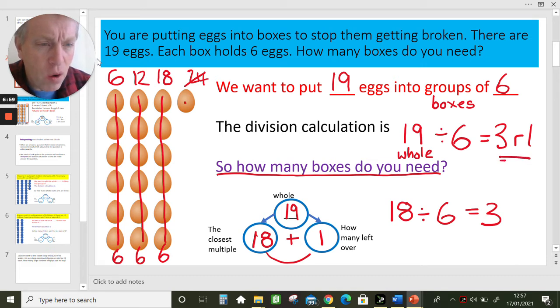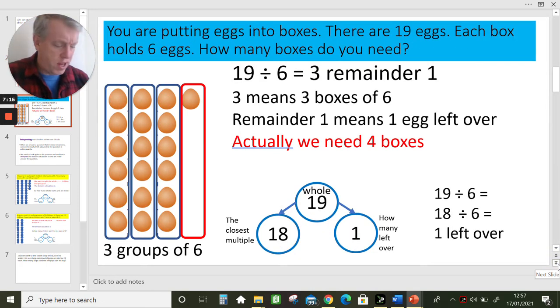Well, I don't know what 3, remainder 1 means when I'm asking the question, how many boxes do you need? I wonder, what do you think? How many boxes do you need? Well, I've tried to draw it here. I've shown the same thing.